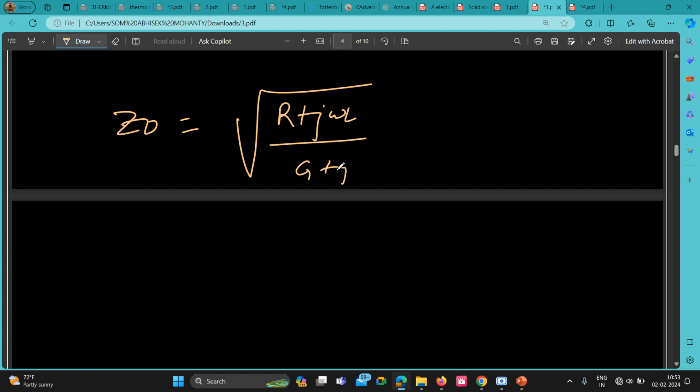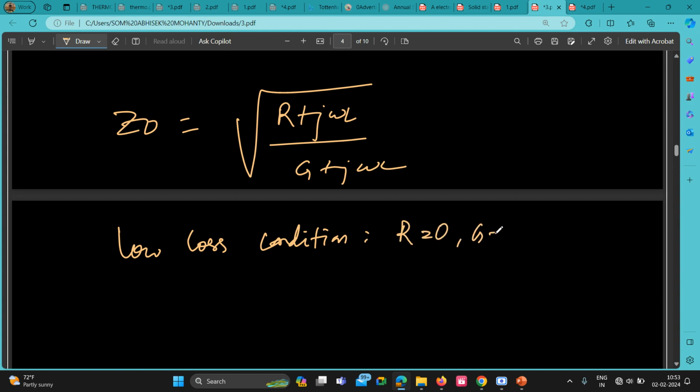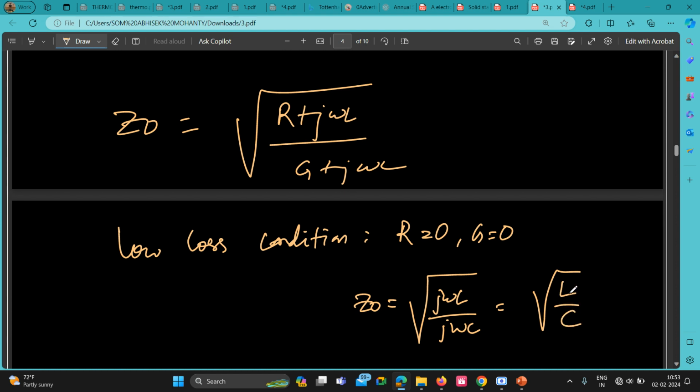Next is your characteristic impedance. Z naught is equal to square root of (R plus j omega L) by (G plus j omega C). Now, low loss condition. What is your low loss condition? Low loss condition is R is equal to 0, G is equal to 0. If R is equal to 0, G is equal to 0, Z naught is equal to root of j omega L by j omega C, which is root L by C. This is called low loss condition.